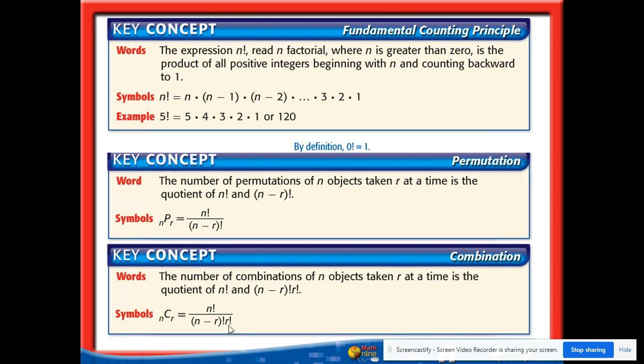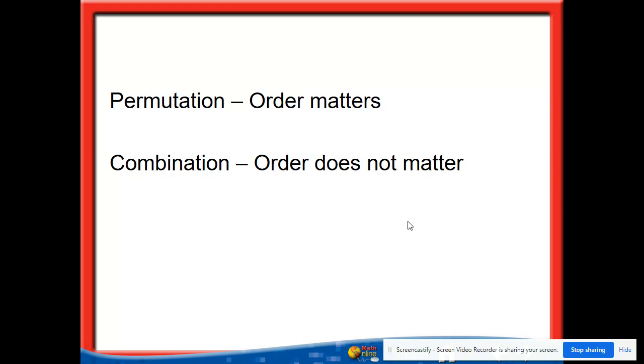And because we're dividing by more things, the combination is always going to be less than the permutation. Permutations are bigger numbers, combinations are smaller numbers. Smaller being relative because we're doing a lot of multiplication here. So let's go ahead and talk about when we use them.